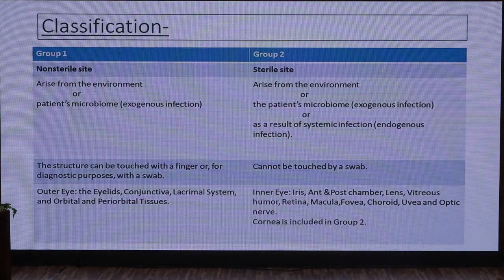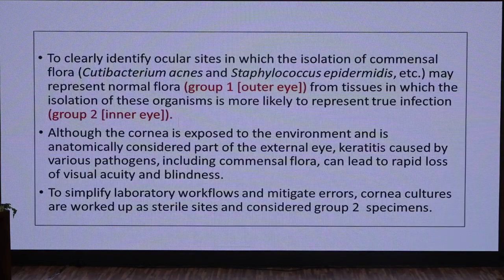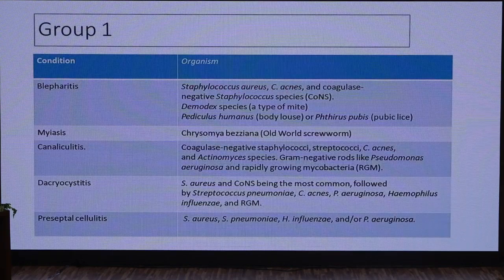For that, I will be dividing into group 1 and group 2, which include non-sterile, that is outer eye, and sterile side, that is the inner eye. And cornea will be included in group 2 also. Group 1 conditions include blepharitis, myiasis, canaliculitis, dacryocystitis, and preseptal cellulitis. The organisms most commonly associated are Staphylococcus aureus, Cutibacterium acnes, and coagulase-negative Staphylococcus species, but now the name has been changed to other Staphylococcus species.